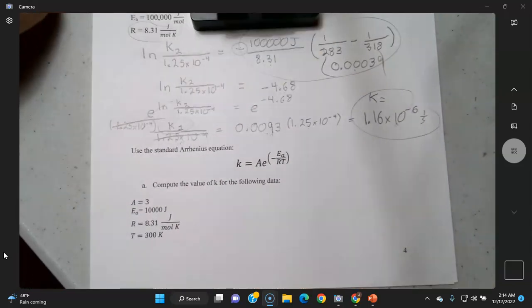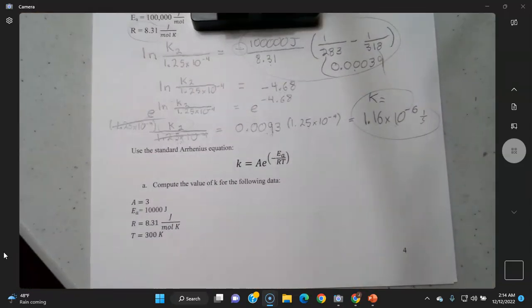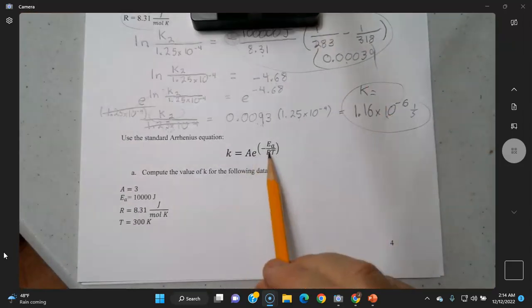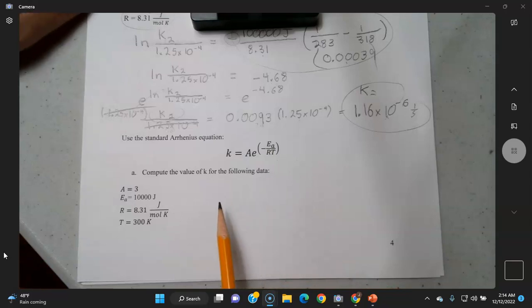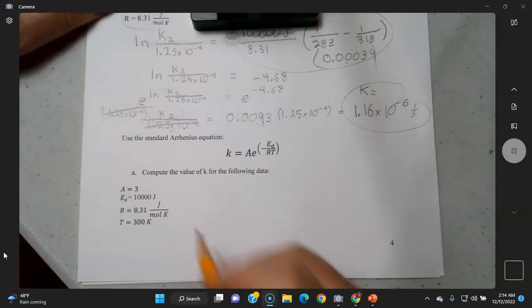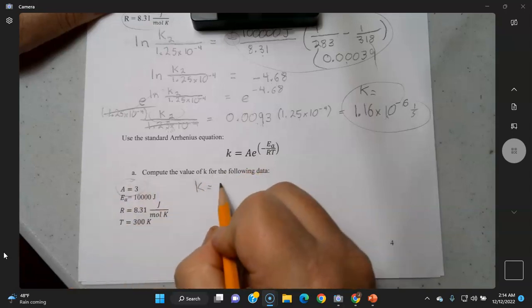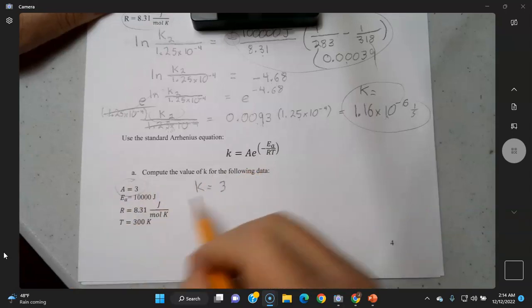All right, the last few problems, again, you need to understand how to do these. Don't just copy them. I'm going to have you just plug into the Arrhenius equation some different numbers and see what you come up with. So for this first one, K equals, A is 3. And don't worry about units of measure.